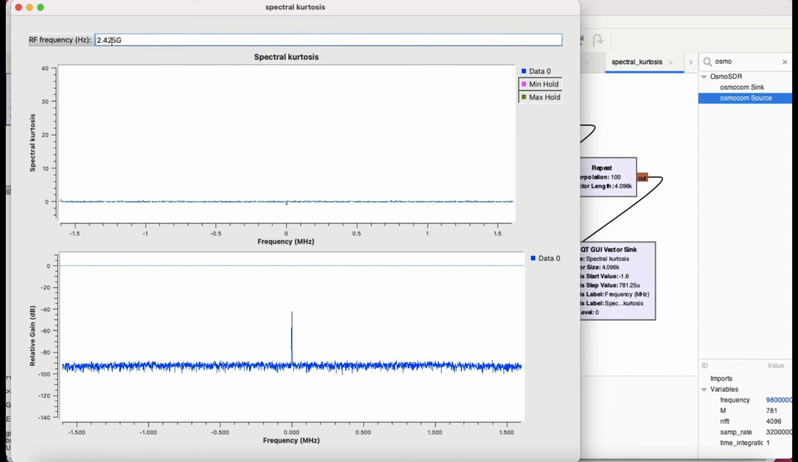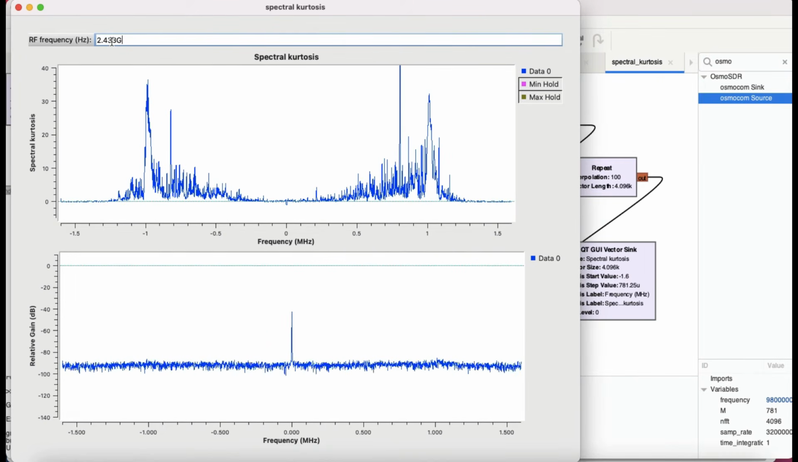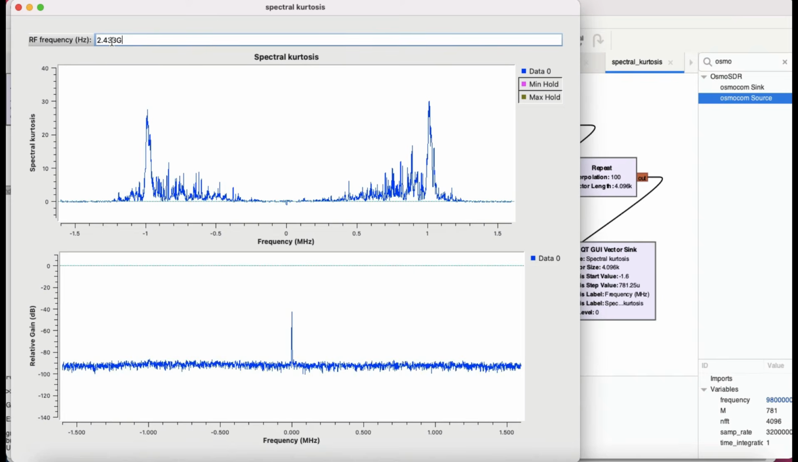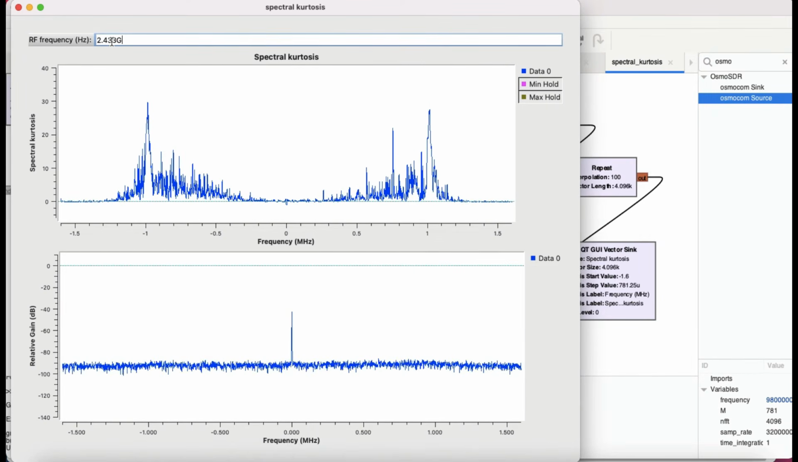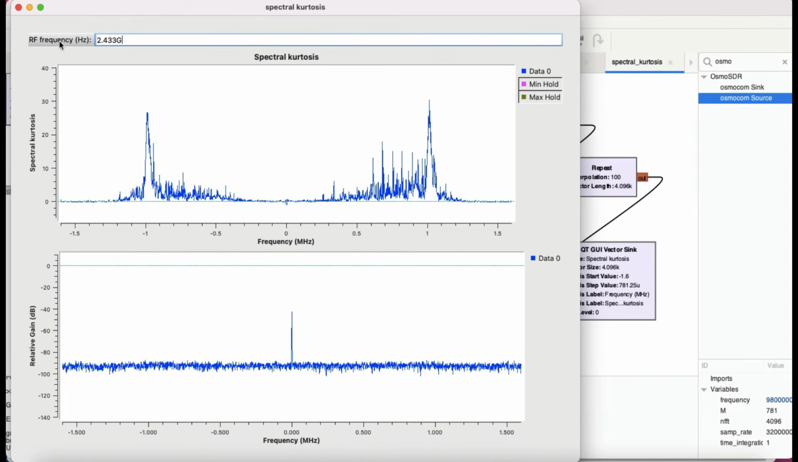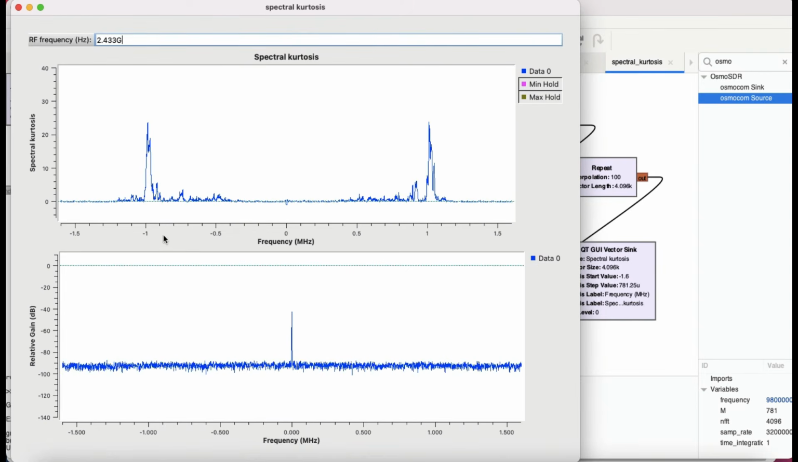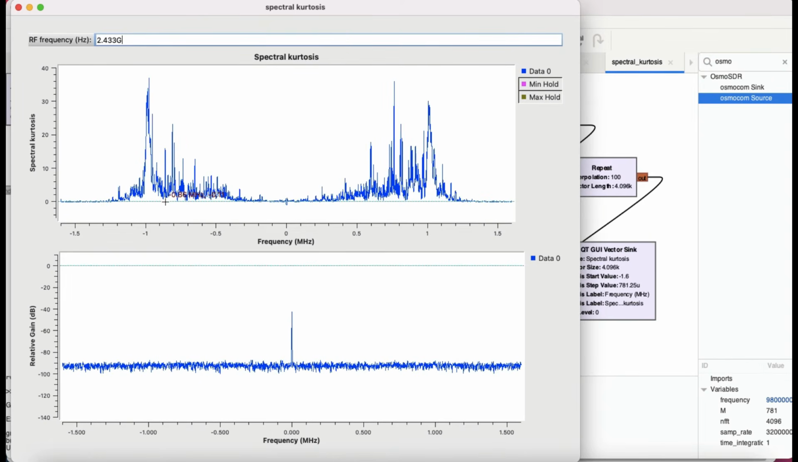I need to probably tweak some parameter here. Let me try 2.43. All right, here we go. Now you can see this because generally Wi-Fi signals are so small. Even though my noise floor is saying there's no actual signal present, you can still see the presence of the signal. So in this way, you can detect signals which are not there in your normal spectral analysis.